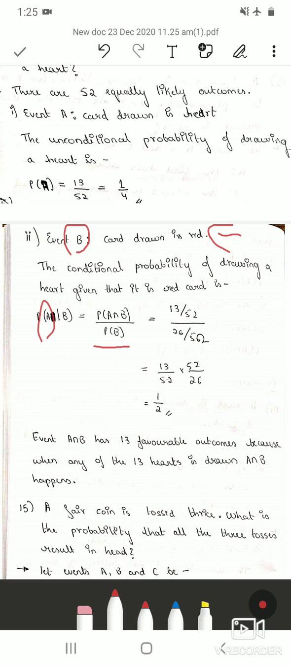So we have substituted it in the formula of conditional probability. Therefore 13 divided by 52, whole divided by 26 divided by 52, we get 1 by 2, that is 13 divided by 26, which is 1 by 2. So here we got the probability of A intersection B as 13 by 52, because event A intersection B has 13 favorable outcomes, because when any of these 13 hearts is drawn, A intersection B happens.